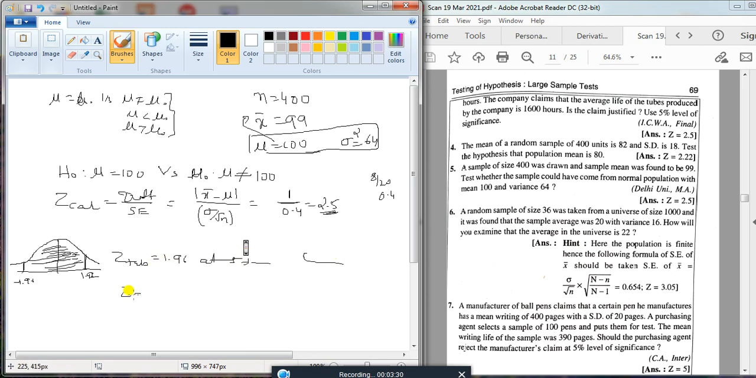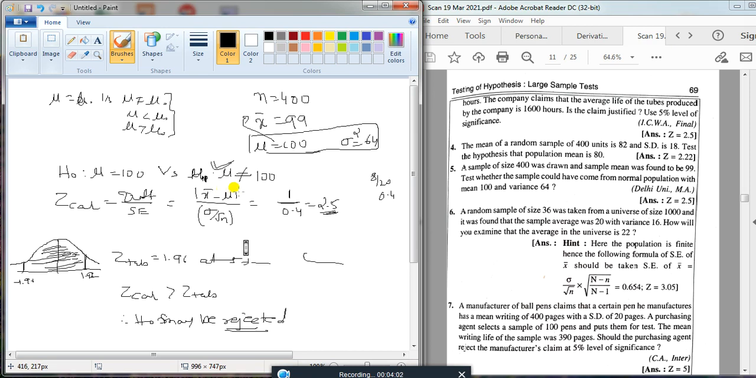So now here I am concluding Z calculated is greater than Z tabulated. So H naught should be rejected. Now when we are rejecting H naught, it means we are accepting H1. So what is the H1? Its population mean is not 100. It means it is above 100 or below 100.